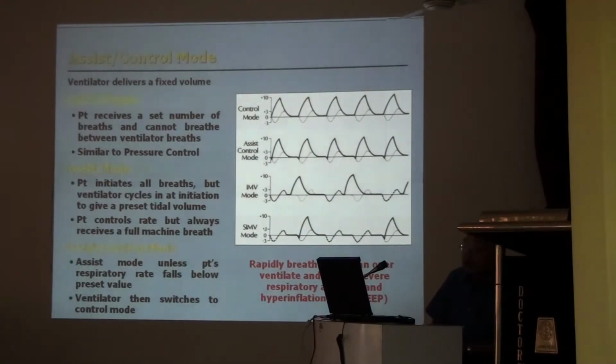Now, more details. What does the ventilator deliver? It gives a fixed quantity. Control mode: the patient receives a set number of breaths and cannot breathe in between ventilator breaths. This is the control mode. This is the negative side, this is the positive side. This air goes in, you have already seen this curve, like that.